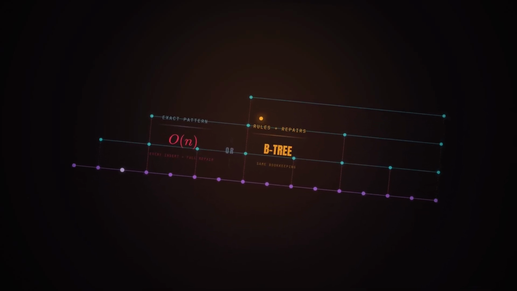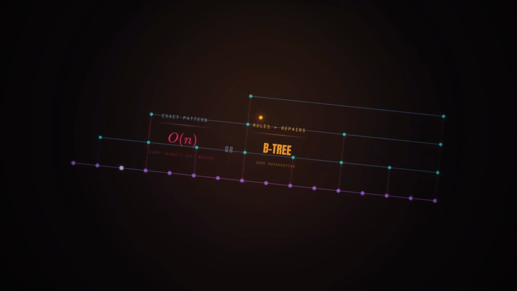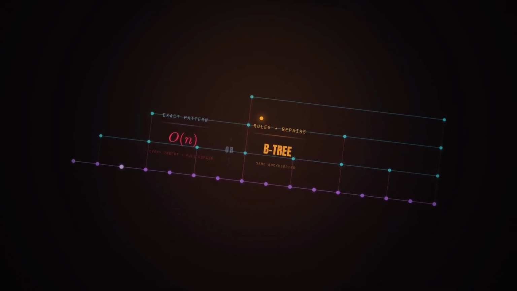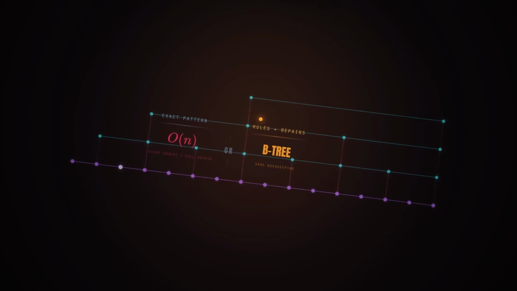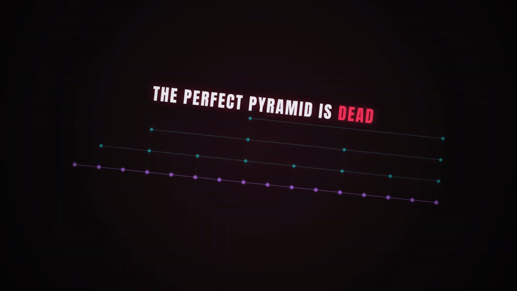So this is where we stand. Demand the exact pattern, and one insert costs O of n, because every node's layer depends on its exact position among all the others. Relax the pattern with rules and repairs, and you're back at the B tree, doing the bookkeeping we were trying to avoid. The perfect pyramid is dead.